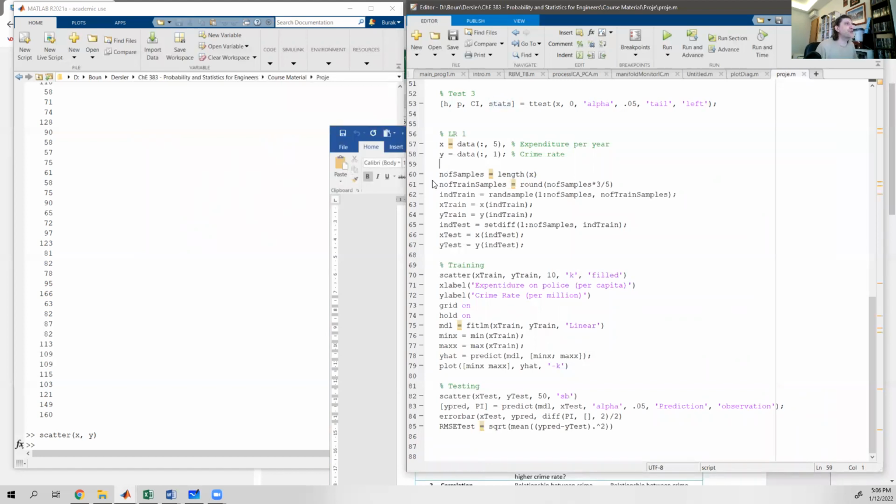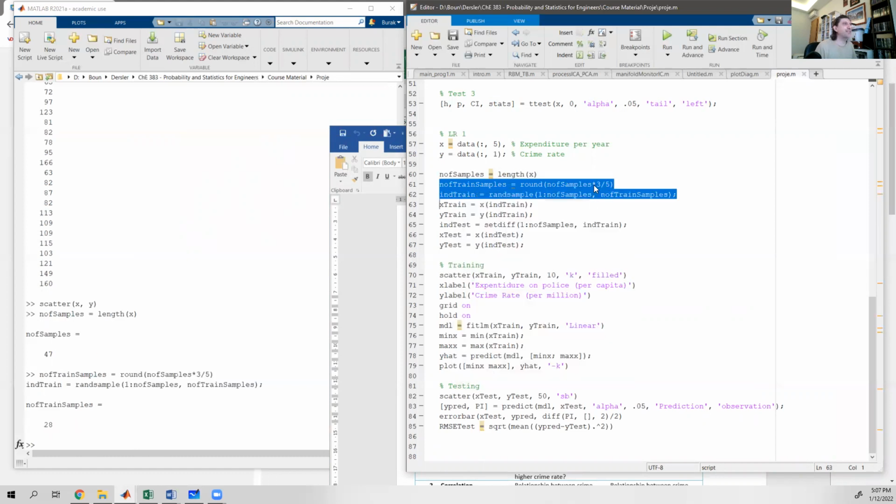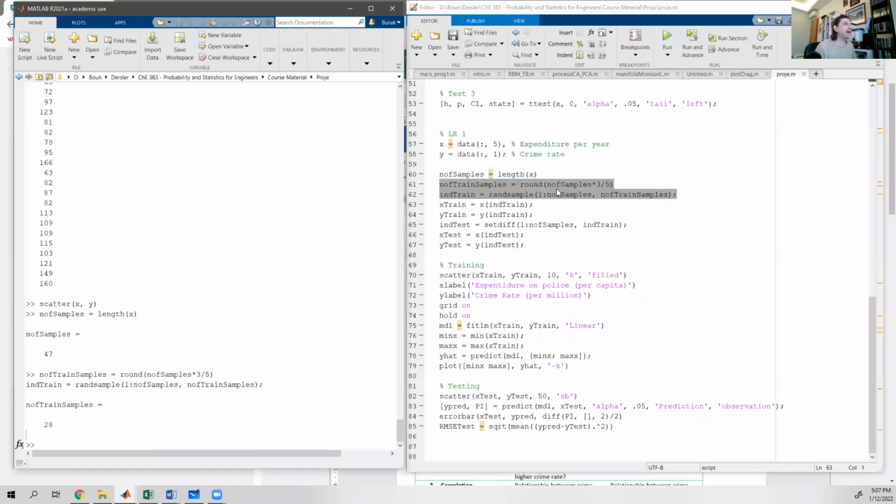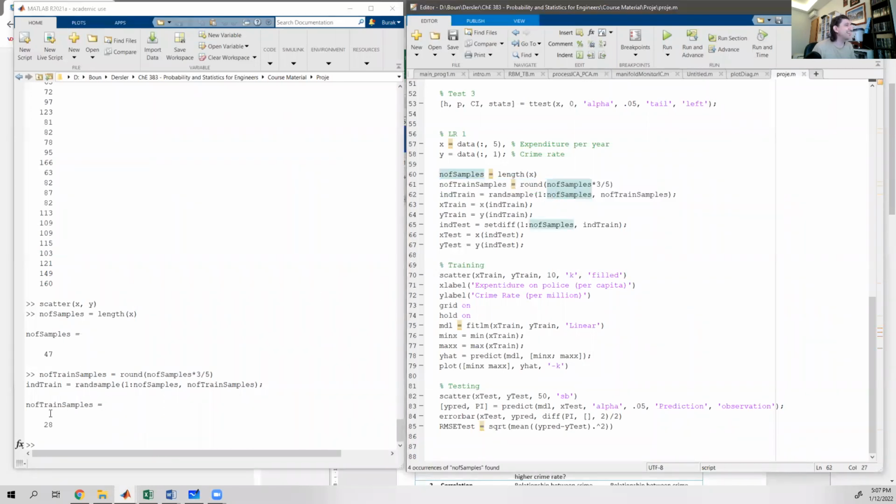Let's see. So first I find the number of samples. I have 47 samples. That's great. Now I take 3.5 of these values, which is equal to 28, and I'm going to use the 28 points. It's slightly more than half of these data points for training, for coming up with the model. Then I'm going to use this model for testing on unseen data.